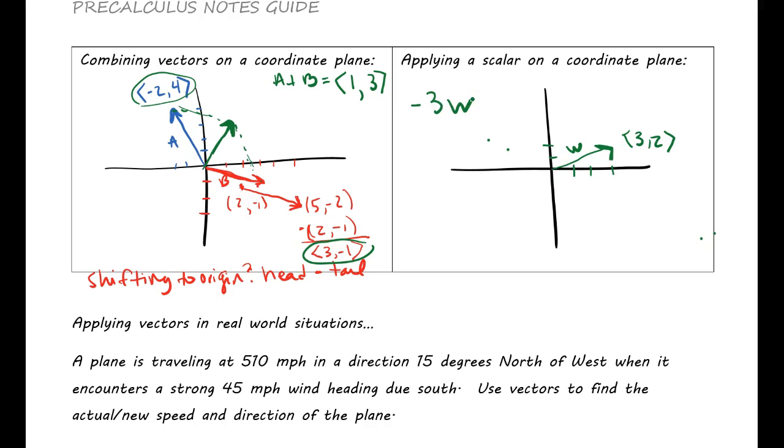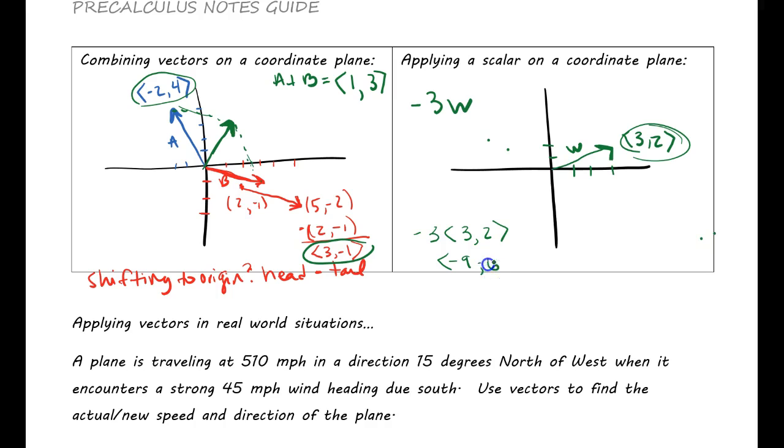Okay, if I'm asked to do -3W, on the other page we talked about the fact that the 3 would make it 3 times longer, and we talked about the fact that the negative would make it go in the opposite direction. So you can try to measure it out and figure that out on your own, or we can just take the point for W and multiply it by the -3. So -3 times 3 is -9.